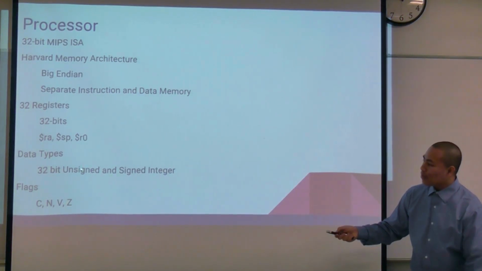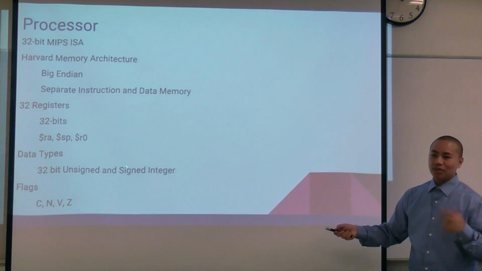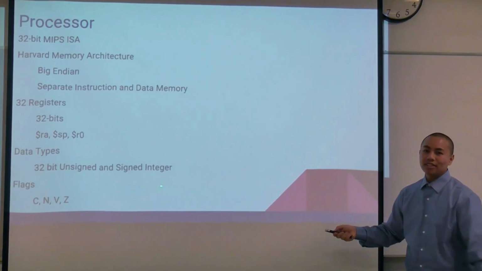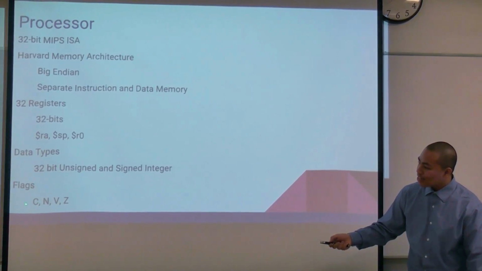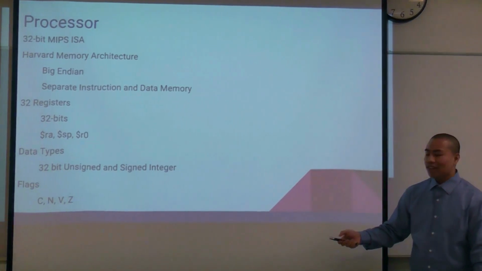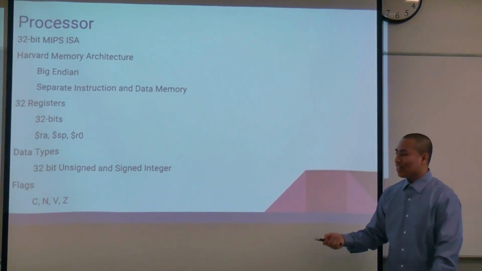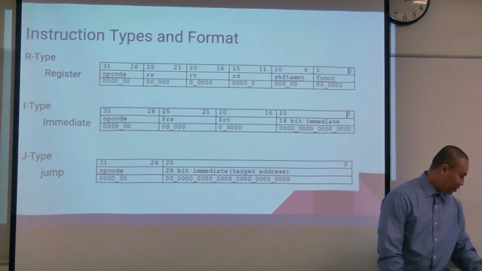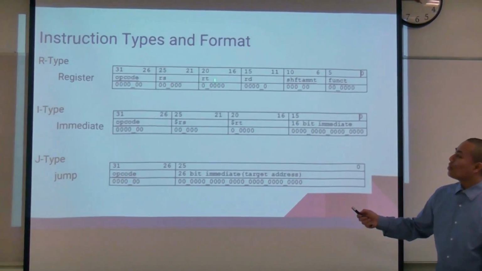The data types we have so far, for now, we're supporting only 2. It's 32-bit unsigned and 32-bit signed integers. Our flags, we have a carry, a negative, overflow, and a 0 flag. We do have an interrupt enable flag as well. I forgot. My fault on that. So our instruction types and format.